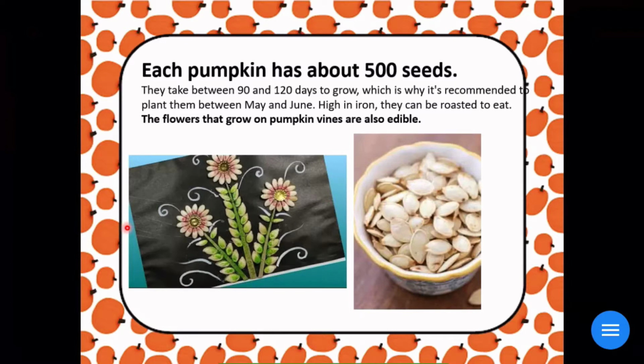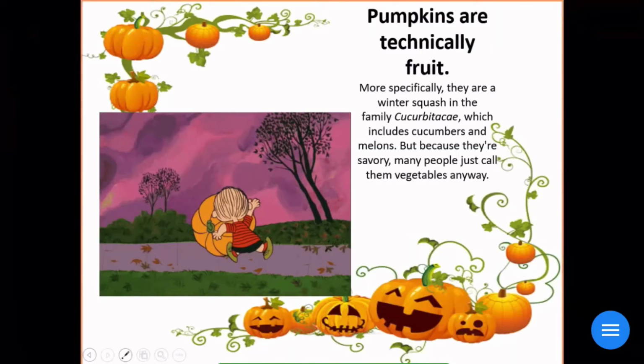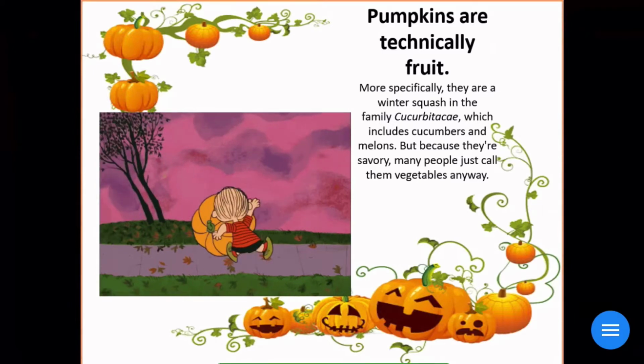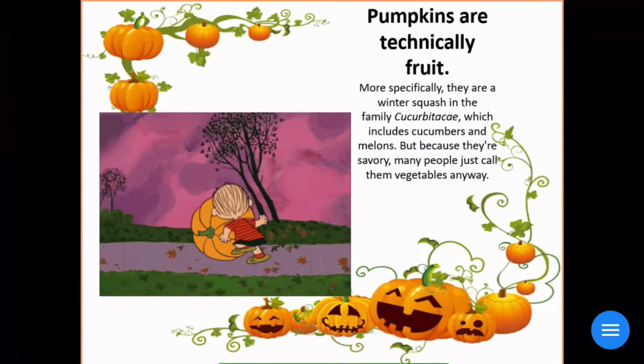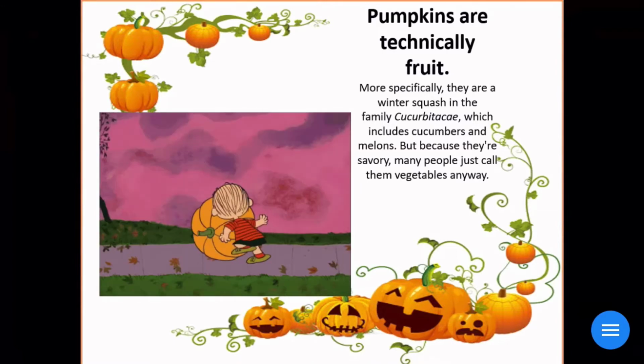The flowers that grow on the pumpkin are edible. In fact, the entire pumpkin itself is edible, including the rind. Not sure how much nutrients you're going to get from it, but you can eat it and digest it. Pumpkins are technically fruits. More specifically, they're a winter squash, which includes cucumbers and melons. But because they're savory, many people just call them vegetables anyway.